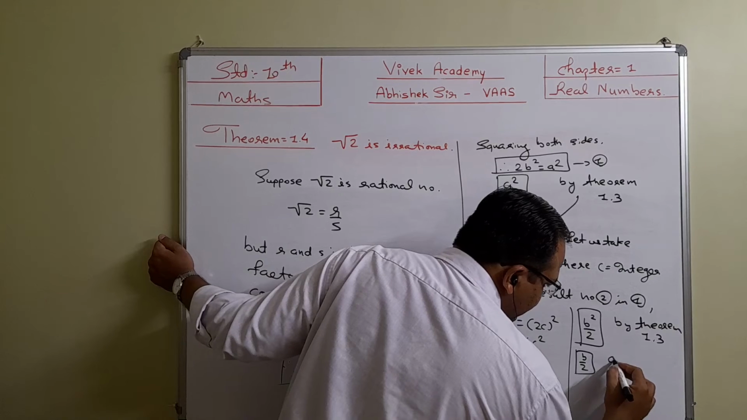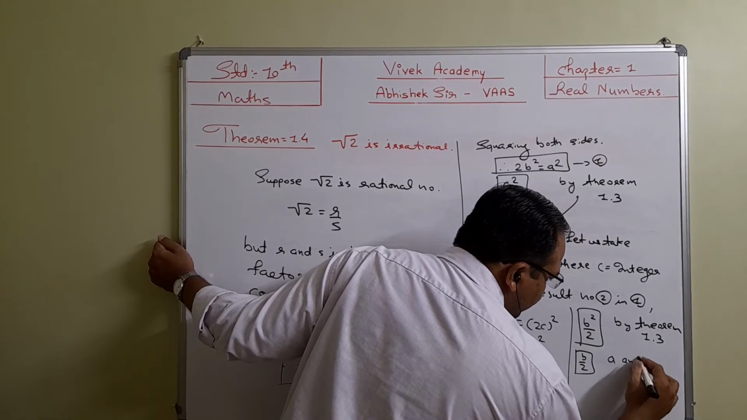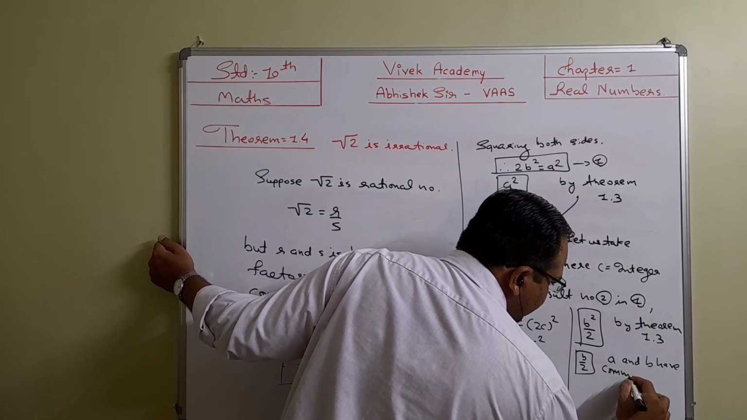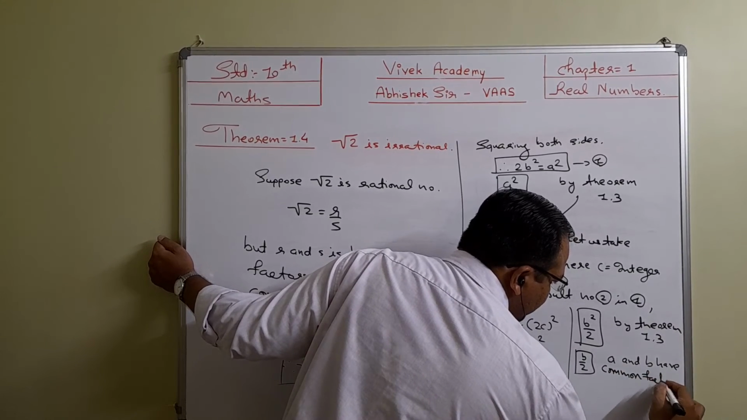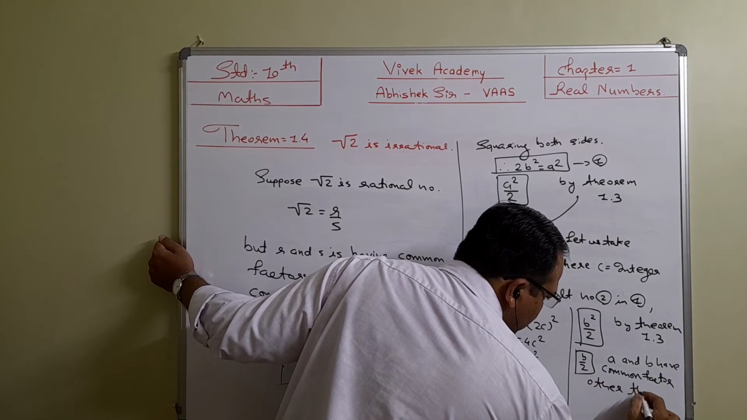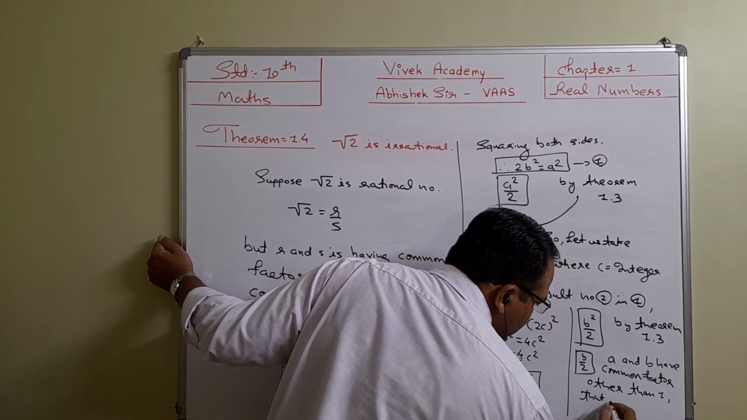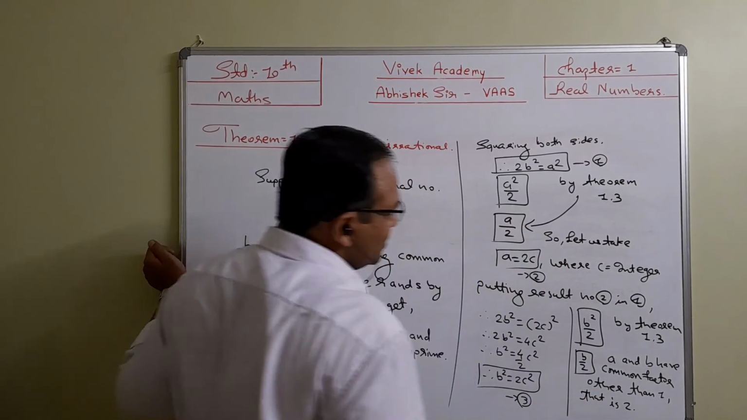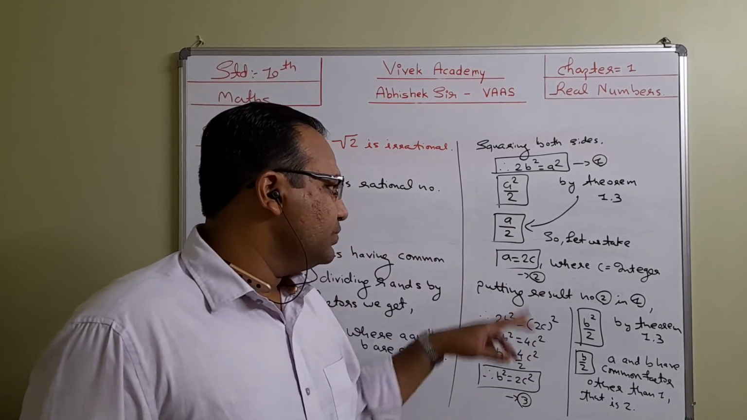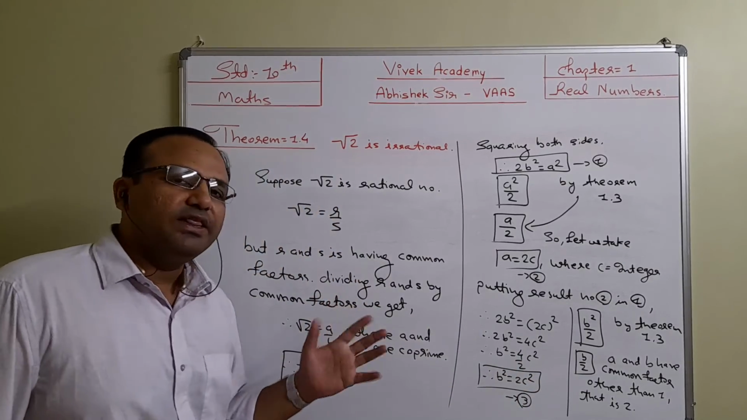So a and b have a common factor other than 1, that is 2, because a is divisible by 2 and b is divisible by 2 also. So a and b have the common factor 2, which is other than 1.